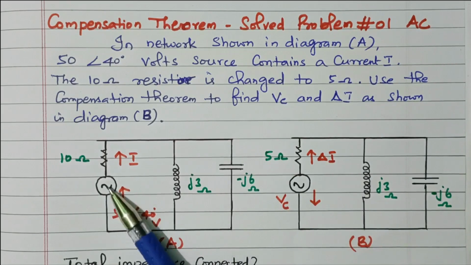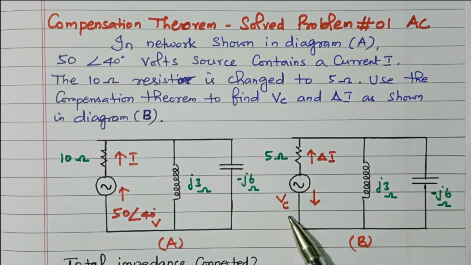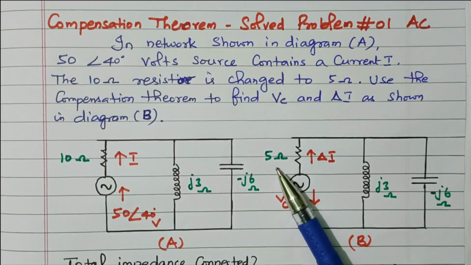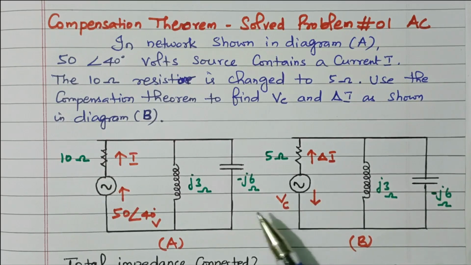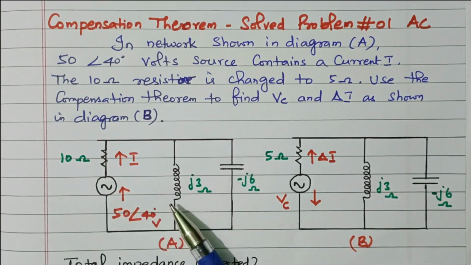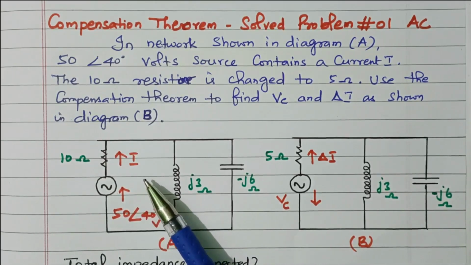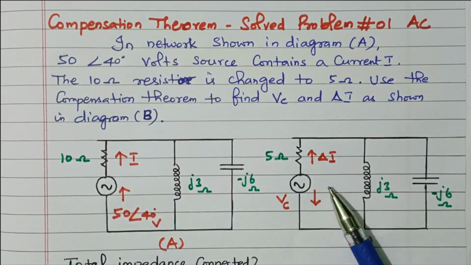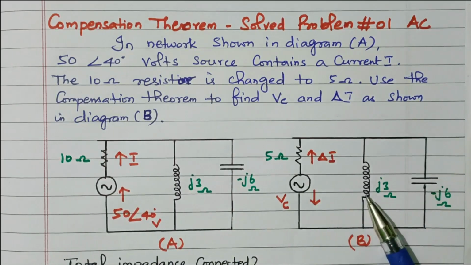So first we will find the current through this circuit, so that we can find VC. VC equal to I into delta R. Delta R we know that 5 ohm, 10 ohm to 5 ohm. So change in resistor is 5 ohm. The current we need this value. So the current I equal to V by R, voltage divided by impedance of the circuit. After that we need to find the impedance of this circuit also.